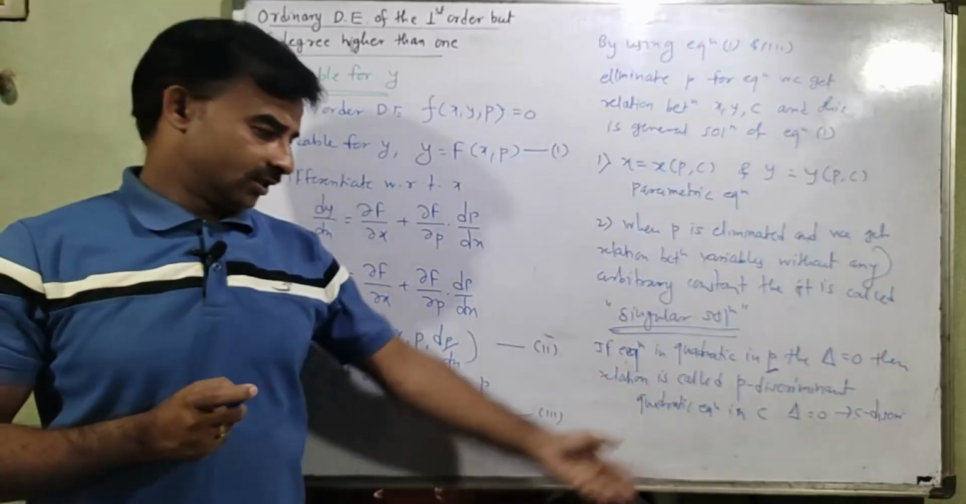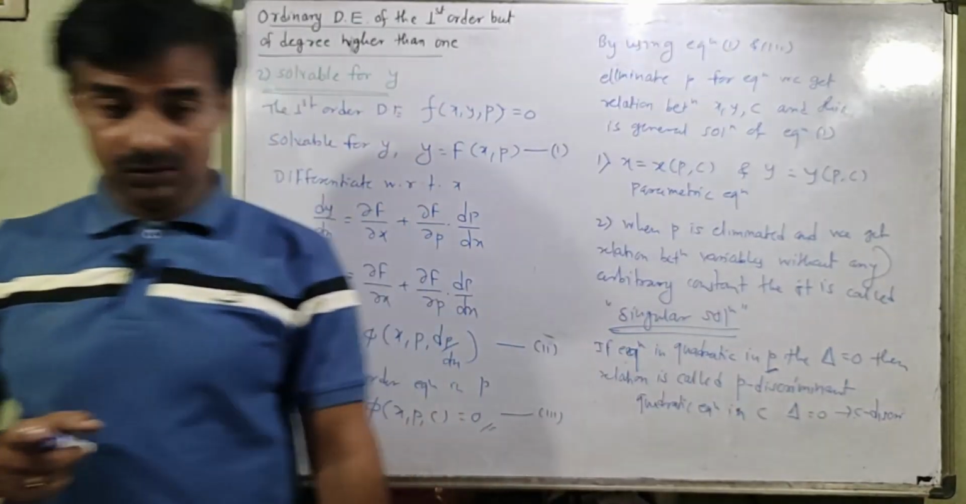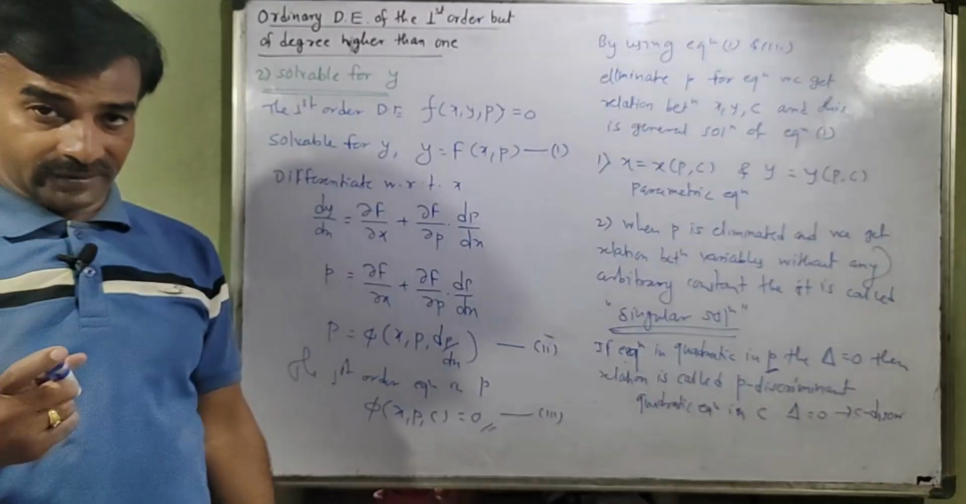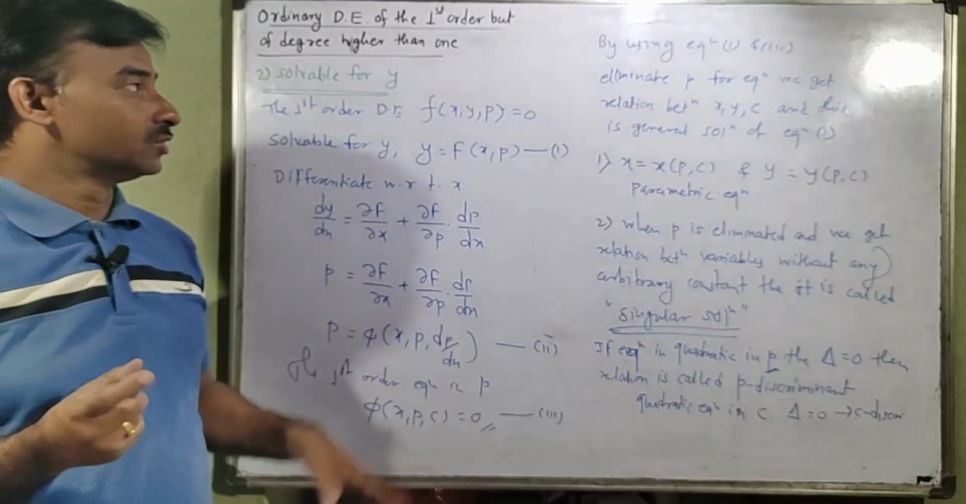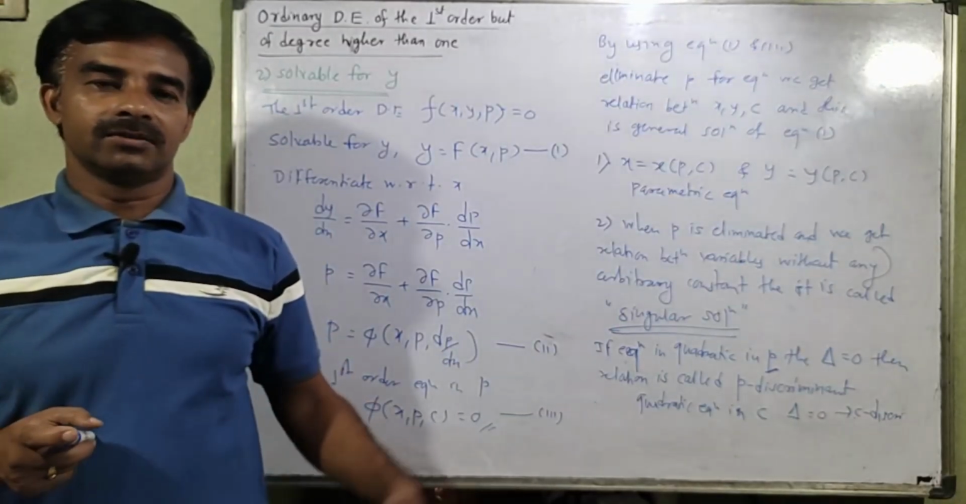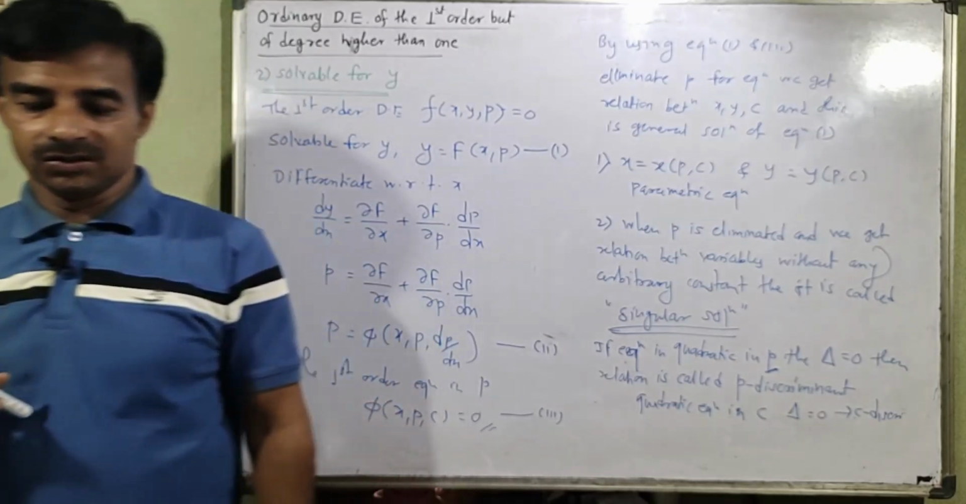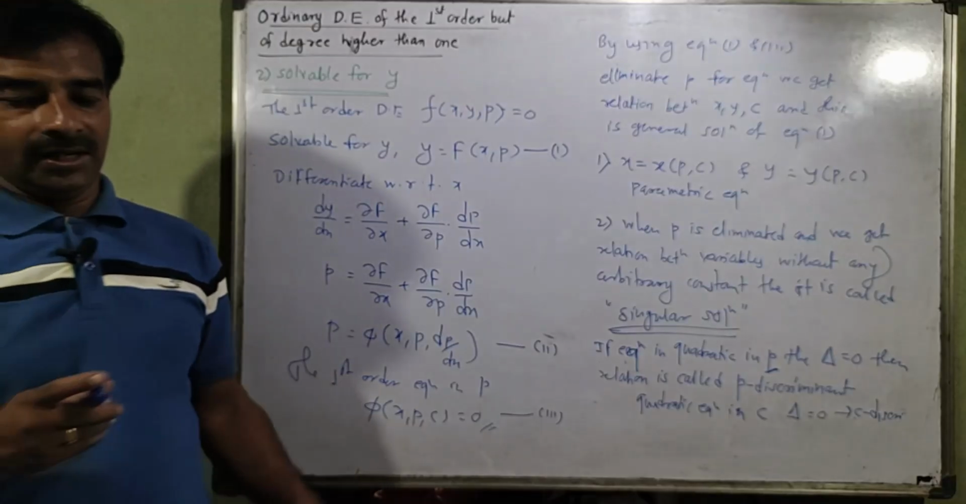It gives a singular solution when it is a quadratic equation in C and delta is equal to 0, and it gives the C discriminant relation. Then it is a singular solution of that differential equation. And the discriminant is nothing but, according to the quadratic equation, b square minus 4ac is equal to 0.